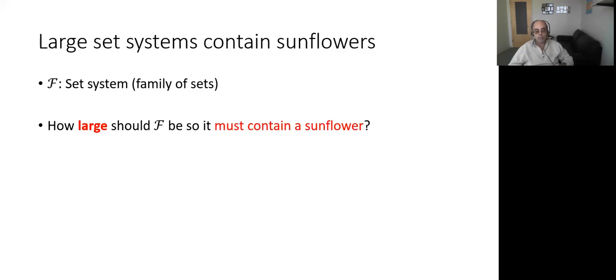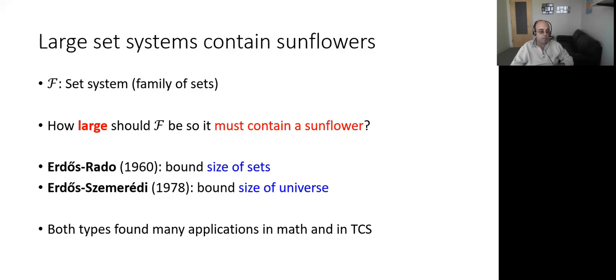It's a Ramsey type problem where we're saying, if I have a large enough object, then it must contain some underlying structure inside it. In our specific case, this structure is going to be sunflowers. And this question actually has 2 variants. This question was first asked, and this notion of sunflower defined, in the seminal work of Erdős and Rado from 1960, where they asked, how do we bound the set system? We bound the size of the sets.